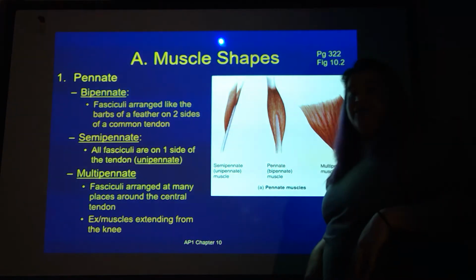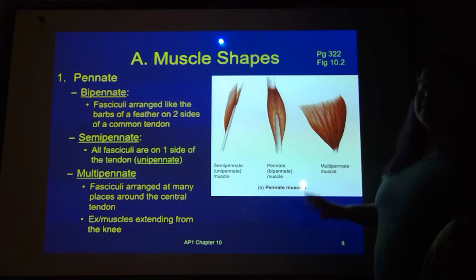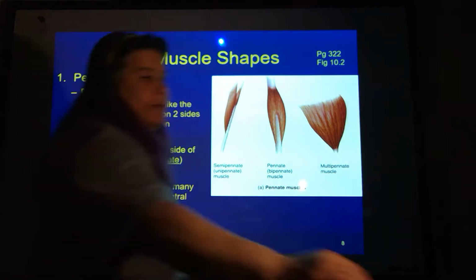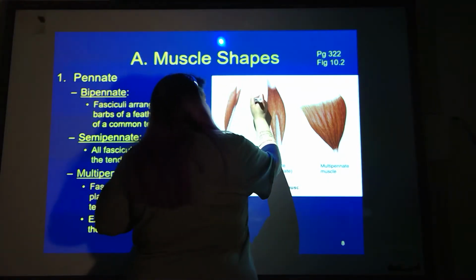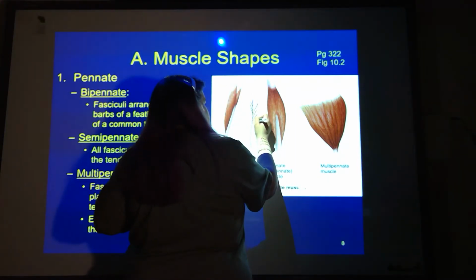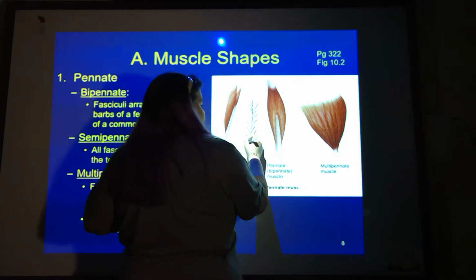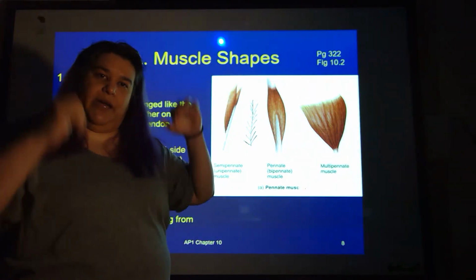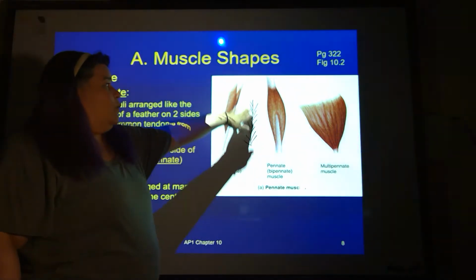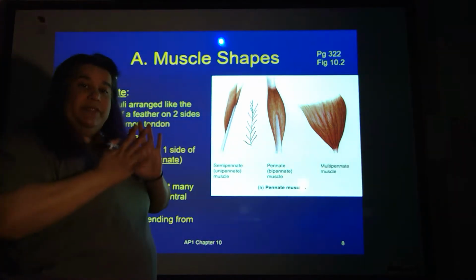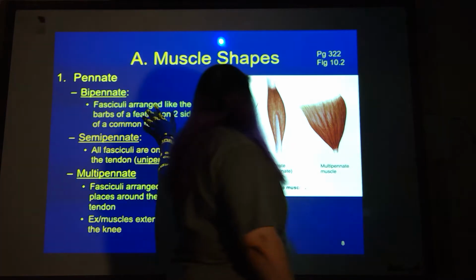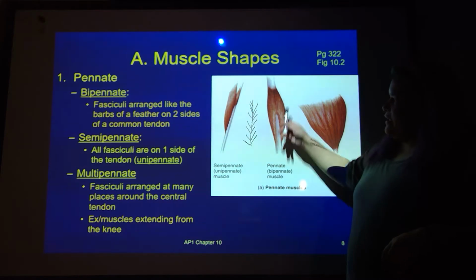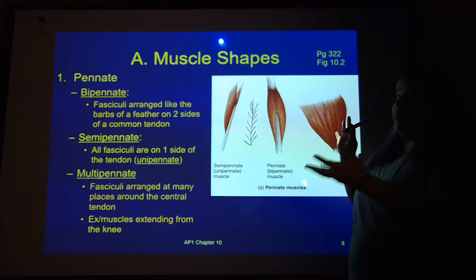So let's talk pennate first. Pennate, like I said, means feather. So think about the classic feather shape that we have. It looks like this, right? So we've got kind of this central axis with these barbs coming off of it. And that one central axis has 2 sets of barbs coming off of the middle. We call that bipennate, okay? Just like a feather, you've got this central axis and then these fascicles are coming off of it in 2 directions, on 2 sides.